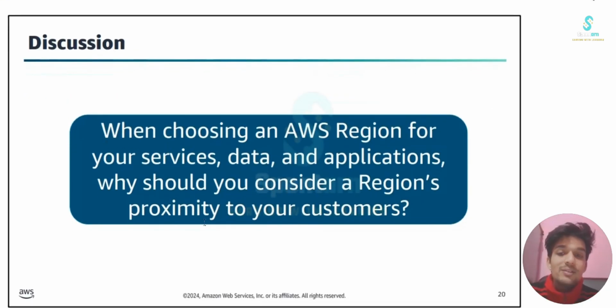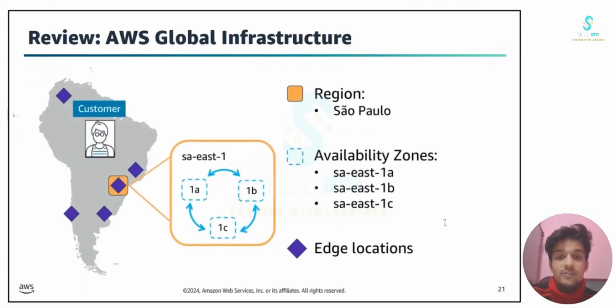When choosing an AWS region for your services, data, and application, why should you consider a region's proximity to your customer? This is the next question. Again, we need to choose the proximity to reduce the latency, to reduce the buffering, and to reduce the time in accessing the data, right?